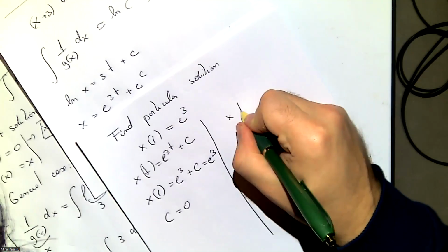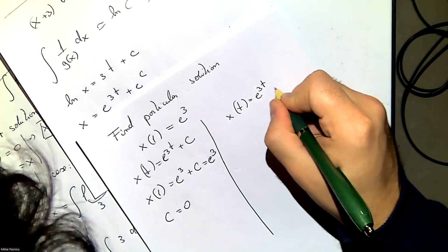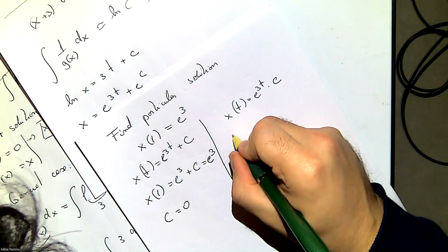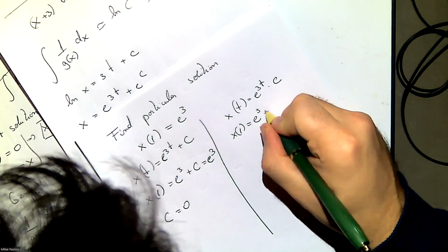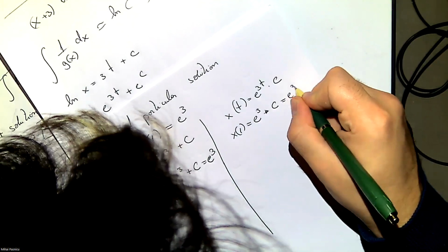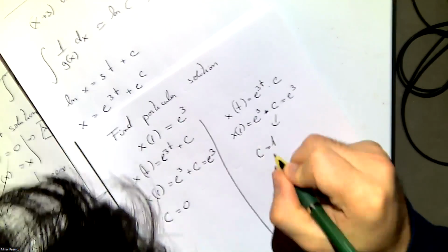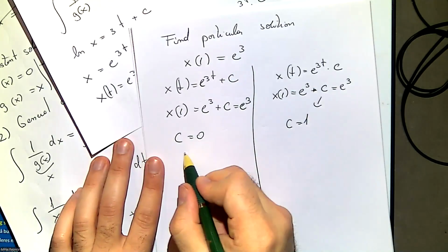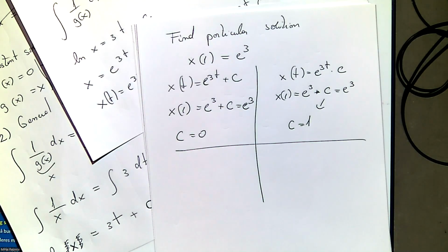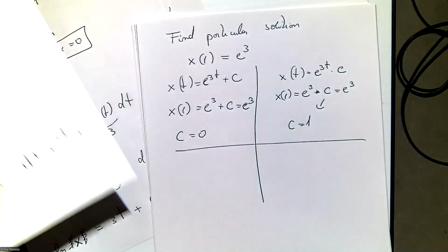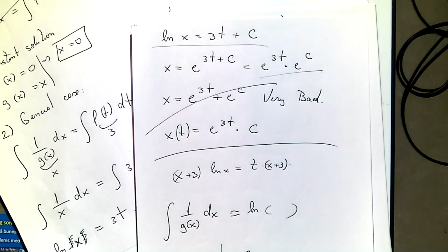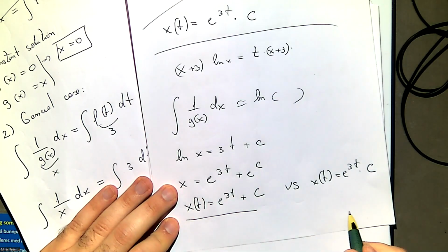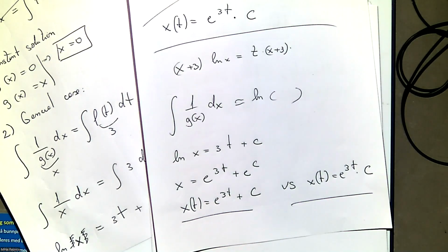In my case, x of t is equal to e to the 3t times a constant. So x of 1 is equal to e to the power of 3 times the constant, which is equal to e to the power of 3. So the constant is just 1. As you see, we just got different results. And I'm going to be honest with you, if you solve everything correctly here, and you wrote this at the end instead of this, I'd probably give you 9 or 8 out of 10. Realistic. So you're not missing much, right?